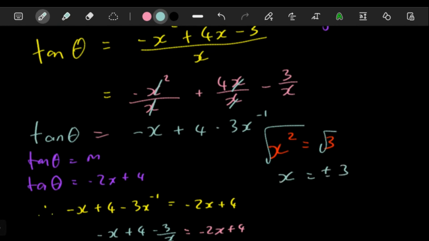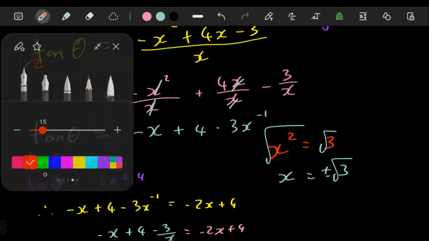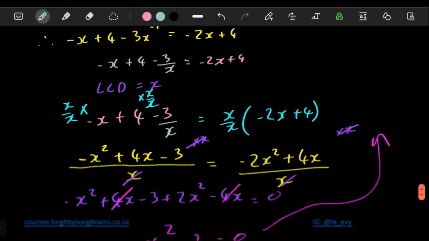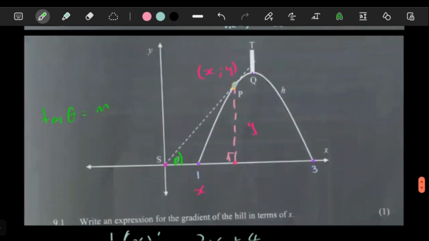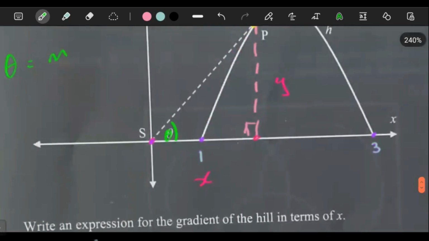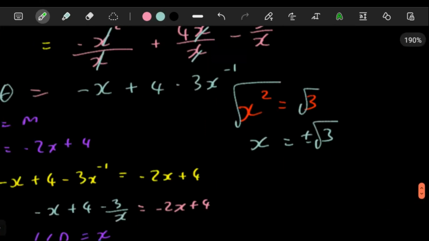So obviously, since we're working out an angle, you need to use the positive number. I mean, plus or minus square root of 3. So using the positive number, what we already know is that, remember, theta here is an angle of inclination. And we know that there is a formula for the angle of inclination. M is equal to tan theta.